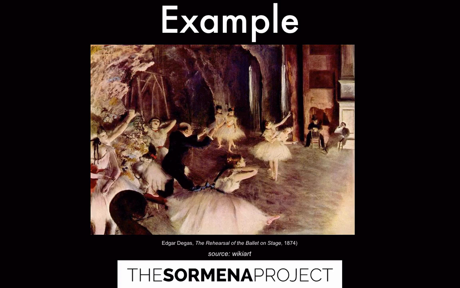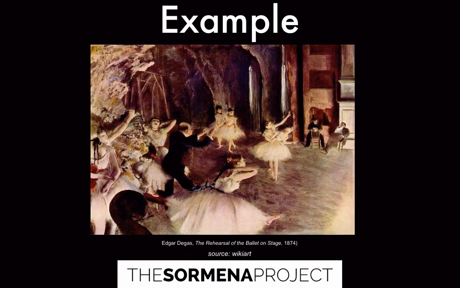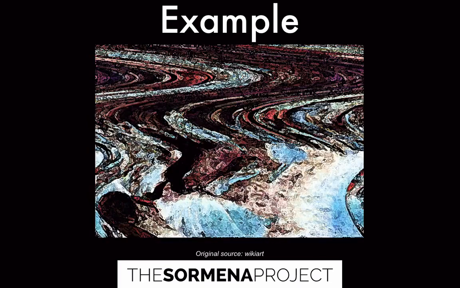So this is an example, okay? This is an image that I'm sure many of you have seen before. Edgar Degas, The Rehearsal of the Ballet on Stage from 1874. This is the original. This would be an example of distorting it. Okay, you can still in some way see some of the forms. So if you look to the front of the image, the ballerina who's closest to us, as well as the conductor, you can see those two things still apparent here.